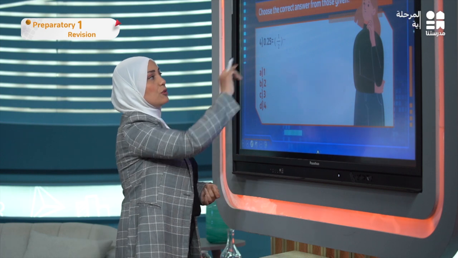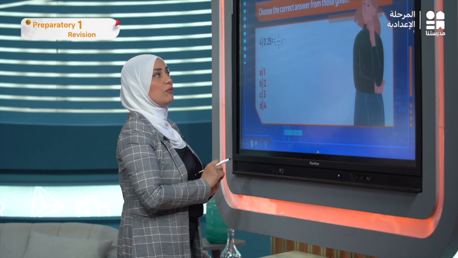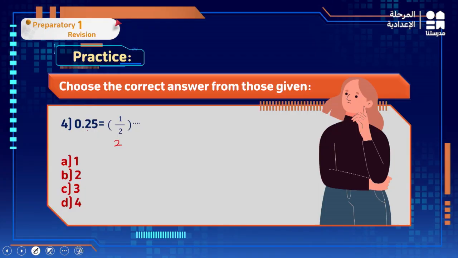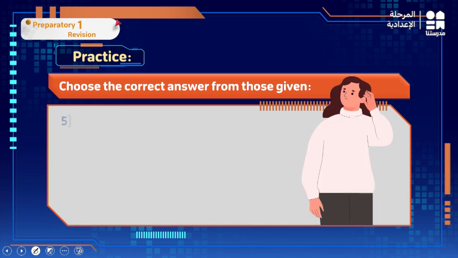The fourth one, 0.25 equals half to the power of what? Let's do it. How many decimal places are there? Here we have 2 decimal places, so it is 25 over 100. And we can simplify this fraction, let's divide by 25 up and down. So the answer is 1 over 4. 1 over 4, it is half to the power of 2. Why 2? Because I'm going to distribute this 2 for 1 and distribute 2 for 2. So 1 to the power of 2 is 1, and 2 to the power of 2 is 4. So the correct answer is 2.